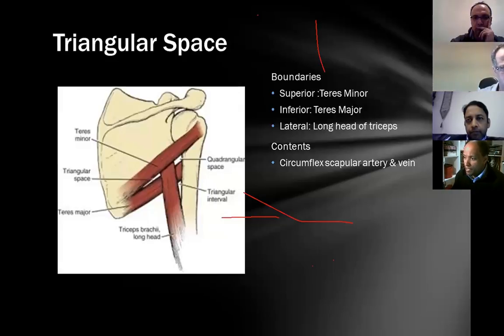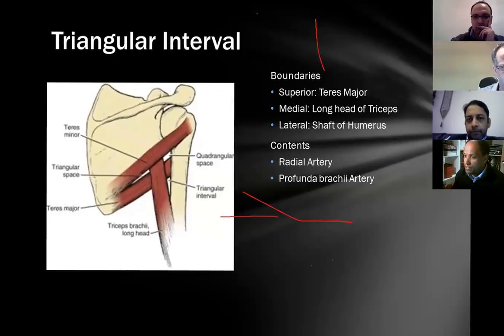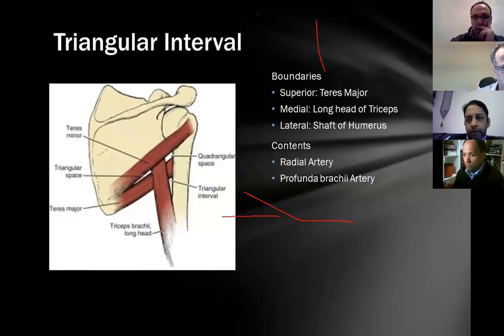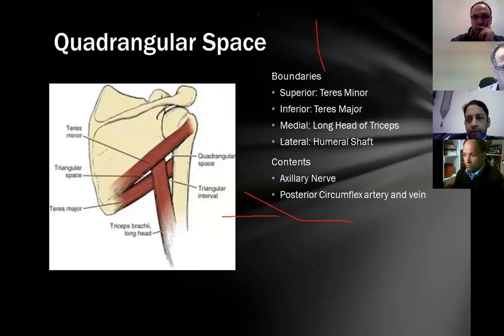Okay. Then the next one is going to be the quadrangular space. So the superior border is the inferior border of teres minor. The inferior border is the superior border of teres major. As I say, it does sound a bit of a mouthful. And then medially, you've got the lateral border of the long head of triceps, and the lateral border is the shaft of humerus.